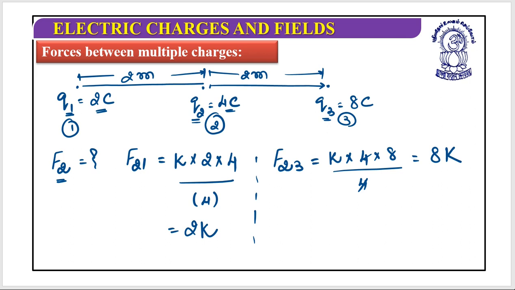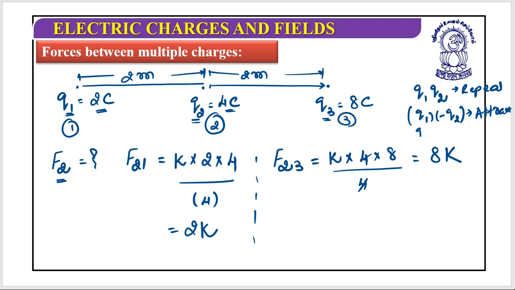Now move to the second step. It is direction. You need to find the direction of each force. How can we do it? For that we know that if Q1 and Q2 are both of the same nature, they will repel each other. If Q1 is positive but Q2 is negative, they will attract each other. The reverse is also true.